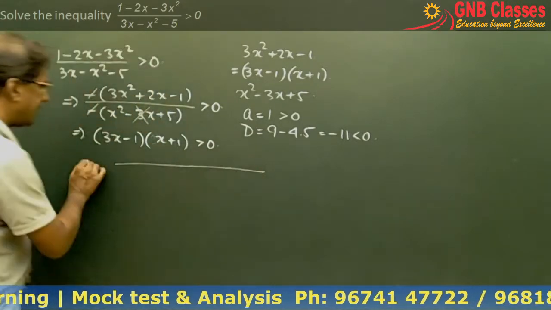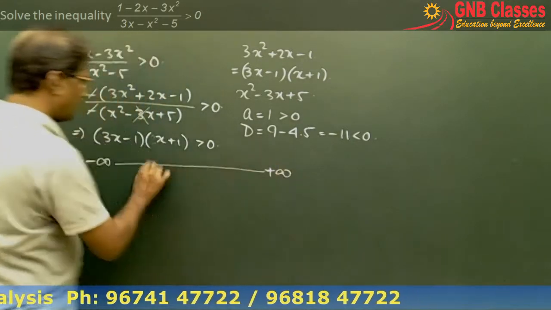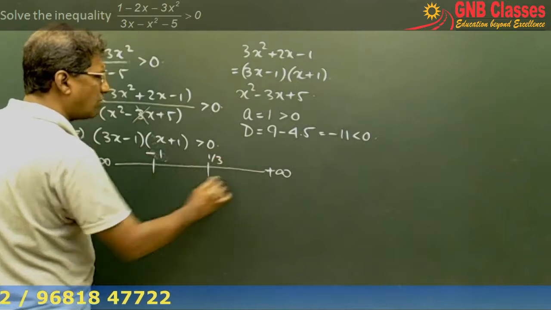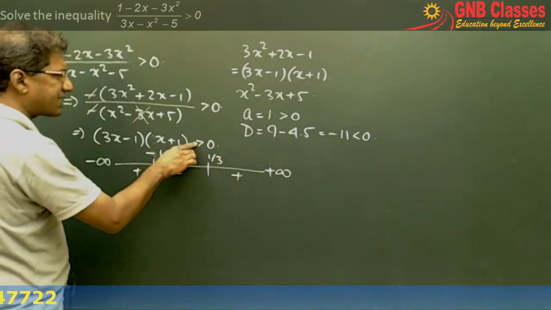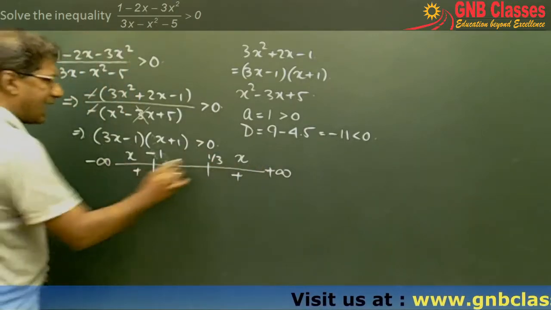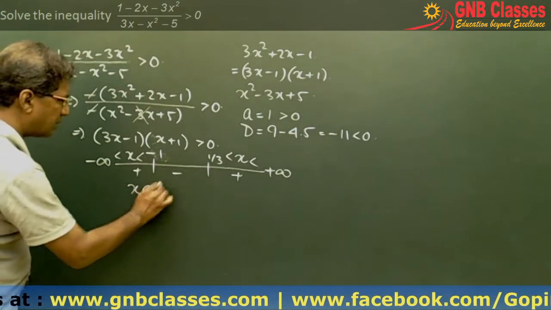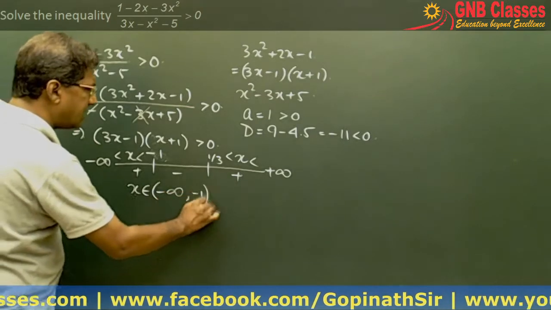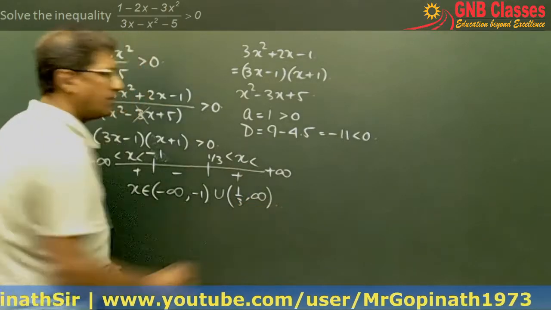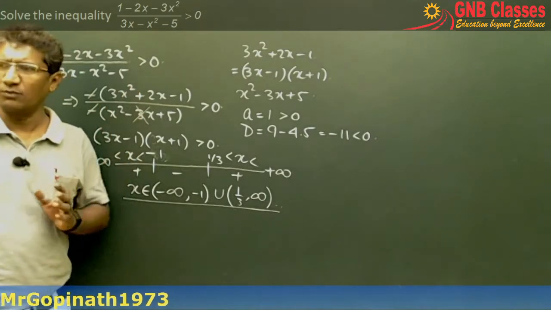Now we are applying the number line. Here the critical points are 1/3 and -1. Is it clear? -1 and 1/3. And then what you have to do? Plus, minus, plus. Since the sign is positive, greater than 0, we have to choose the outer regions, over here and here. Is it clear? Therefore, my answer is x belongs to open minus infinity, open -1, or 1/3 open, positive infinity open. And that is the final answer for this inequation. Is it clear to all of you? Absolutely.